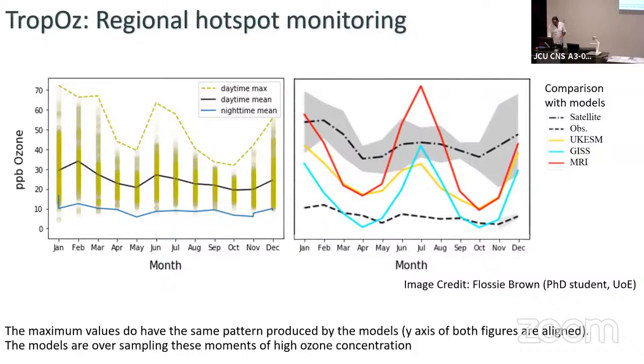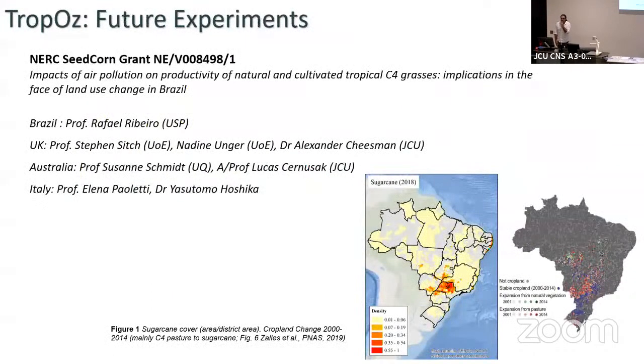With that, I'd just like to talk very briefly about some future experiments and what we're currently conducting. As I said, we've currently got trees growing in the chambers. That will be continuing for the foreseeable future. But we've also just started a new grant, working with collaborators from Brazil, Italy, and here in Australia, both at UQ and JCU. What we're investigating is the role that ozone might be playing on sugarcane production.